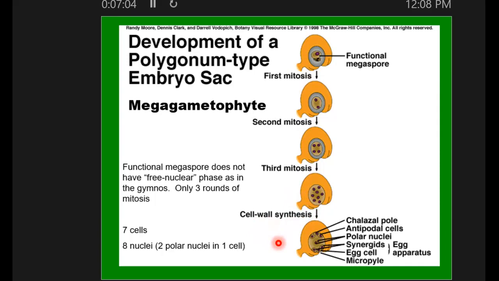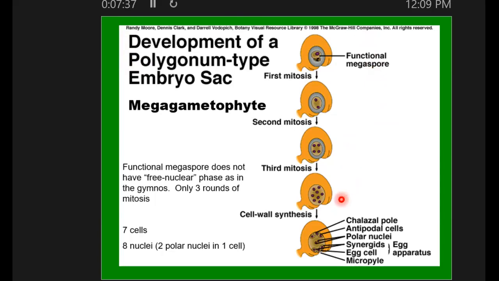Weird, but it happens. All right, so what I am describing, and I'd like you to know that term up there, polygonum. What I am describing is the polygonum type megagametophyte or embryo sac development. It is the most common. So I said there's over 250,000 angiosperm species. This is the most common type, and this is the only one I expect you to know. So be comfortable with what's on this slide, walking through what happens to that functional megaspore.